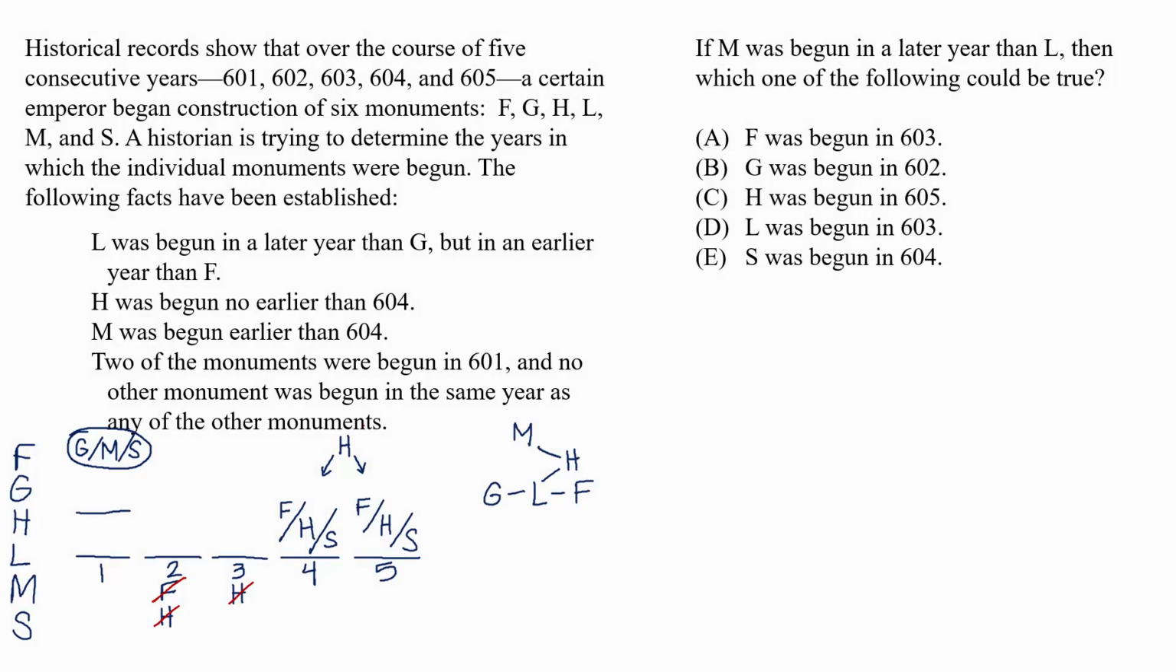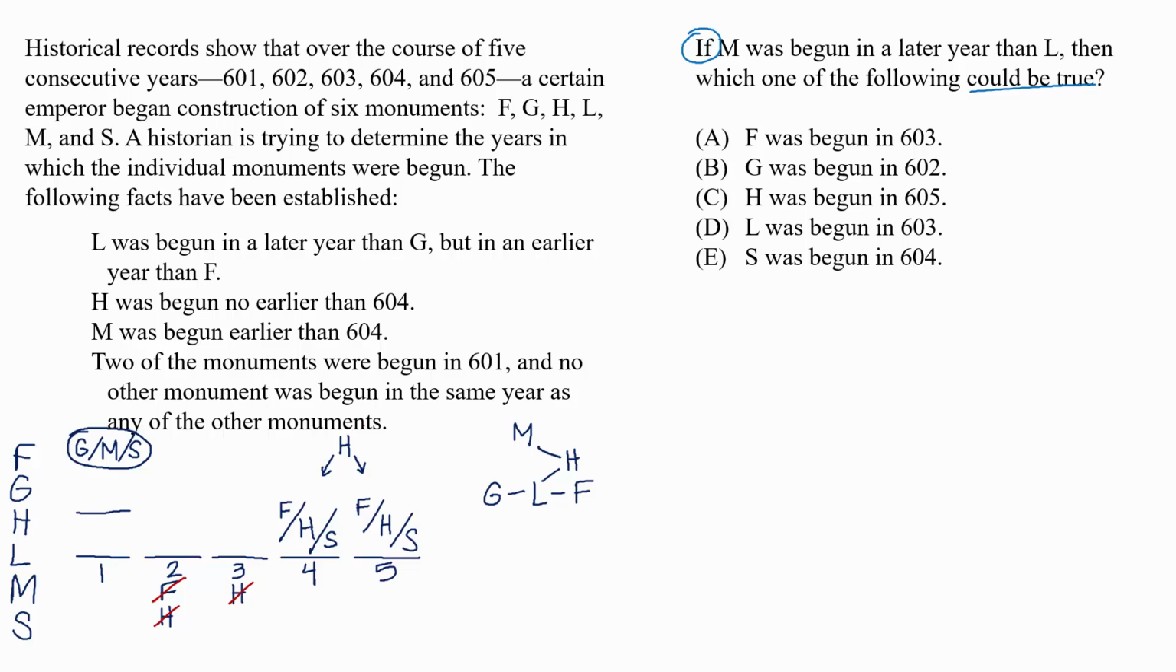Make sure that you've already watched the setup video in which we created this initial diagram using the rules and making deductions. If M was begun in a later year than L, then which one of the following could be true? This question is giving us a new and temporary condition to consider the impact of. So if M was begun later than L, then which of the choices are possible in that scenario?